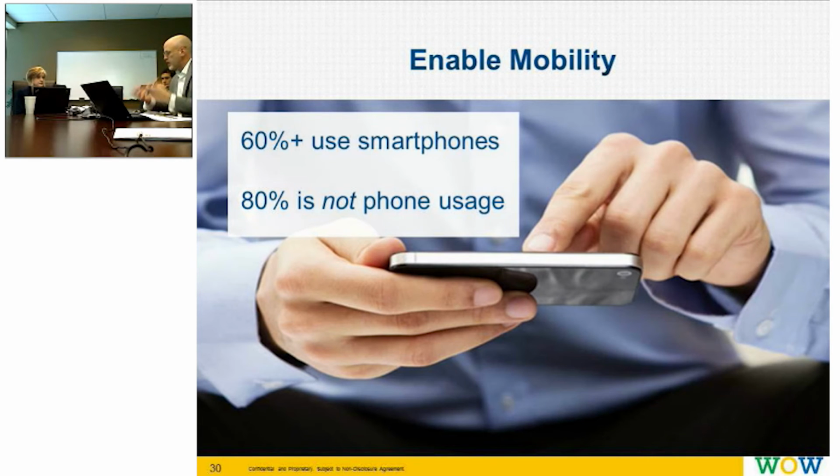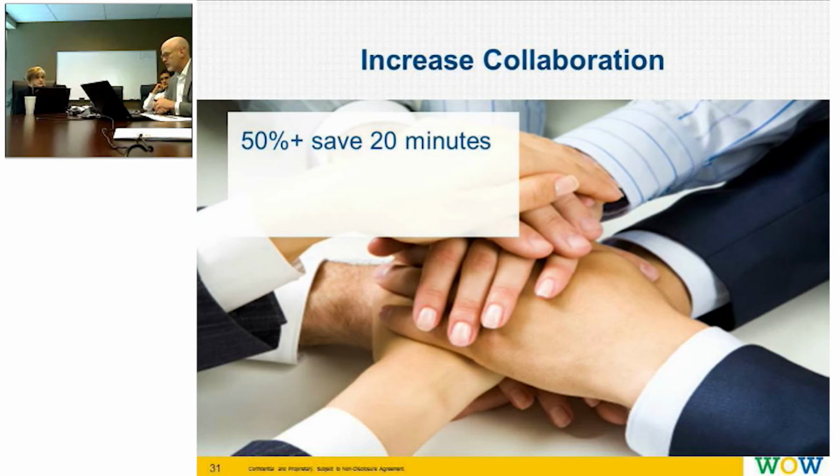One more I want to sign off on with you is this idea of increased collaboration. UC enables teams to be located throughout the U.S., and we know that about 50% of organizations saved around 20 minutes a day with instant messaging. One thought I had on this is it really increases your talent pool.